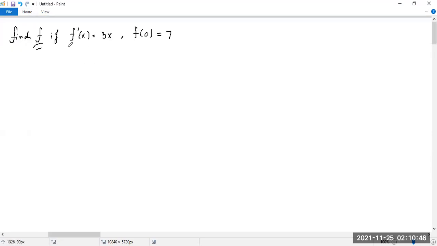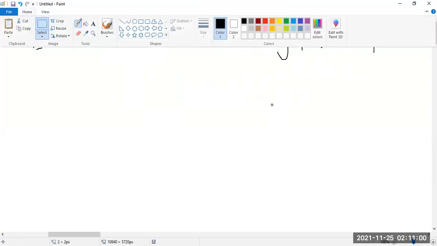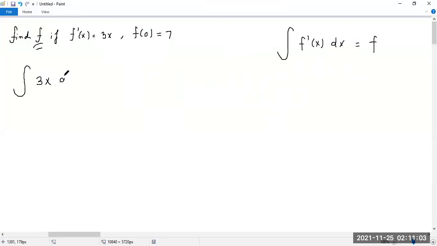It's telling me to find f, and they're giving me f prime. So if I take the integral of f prime of x, I will get f. So noting this concept, if I take the integral of 3x, then I will get the original function back, right? And so if I do that here, I would ignore the constant, and then I'll add 1 to the top, divide by whatever I added, plus c, right?